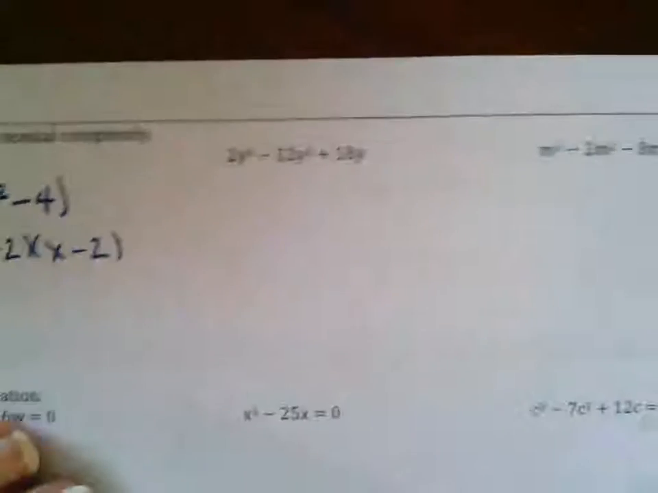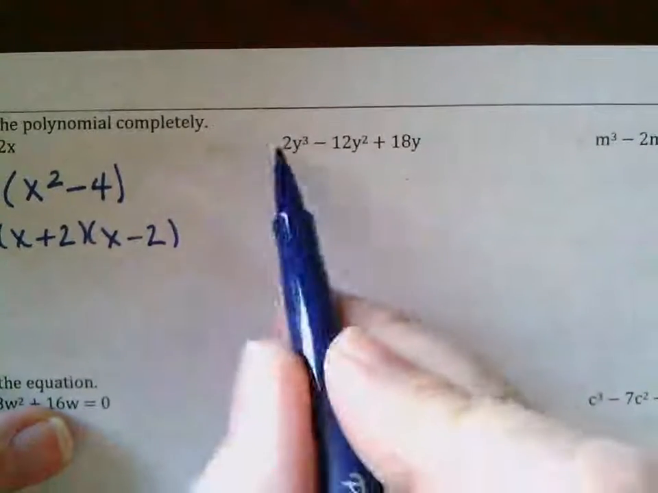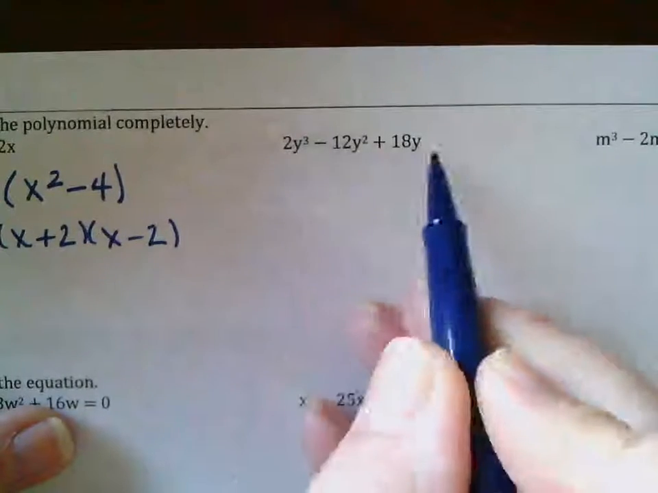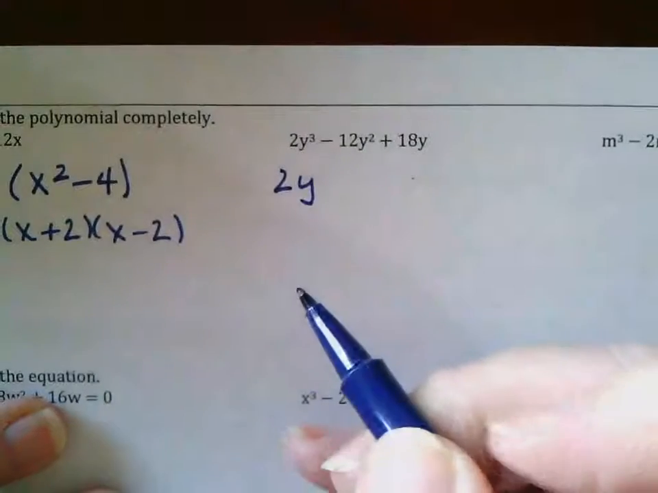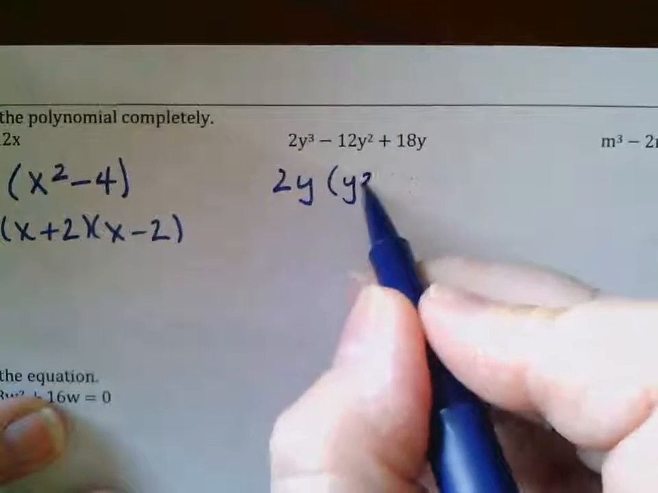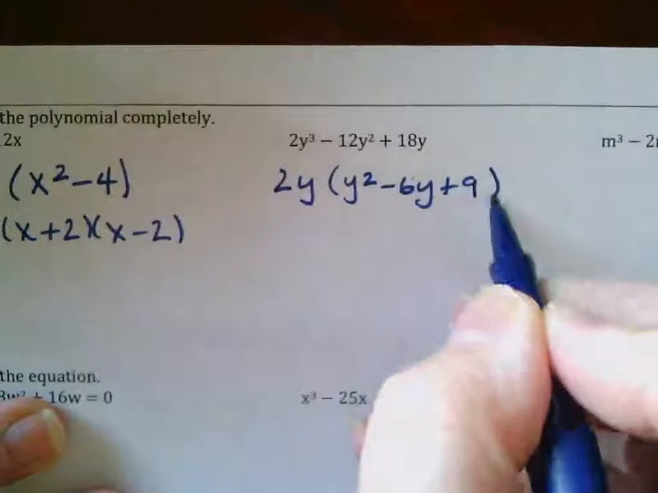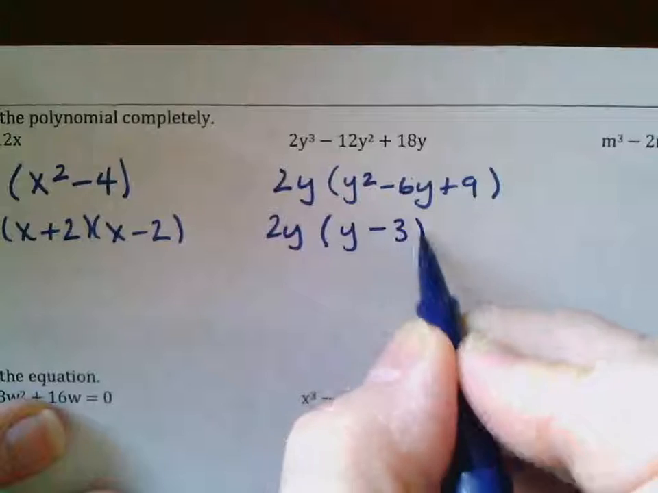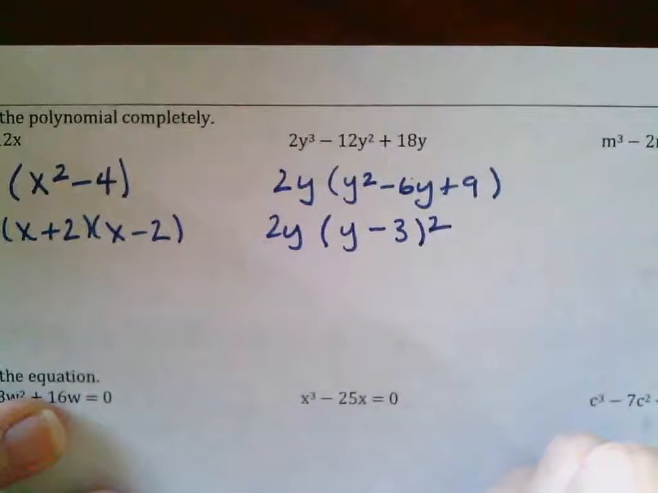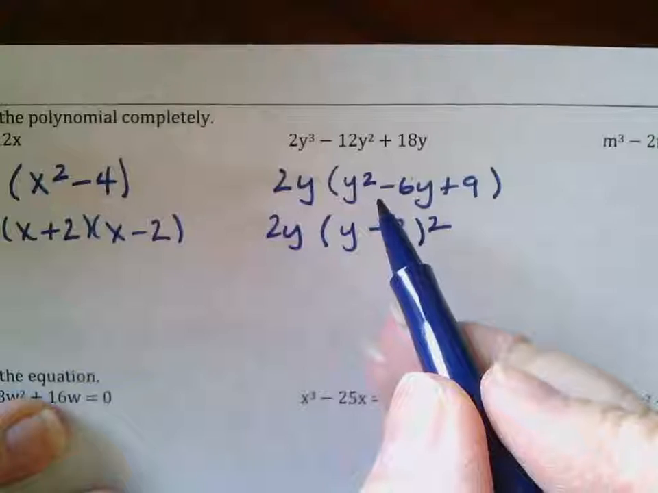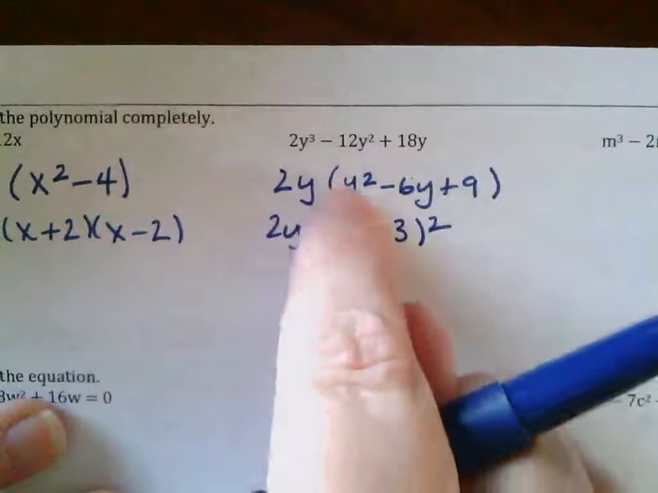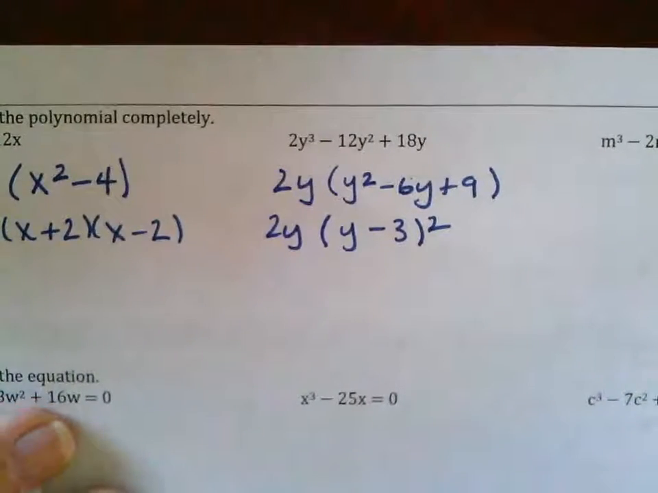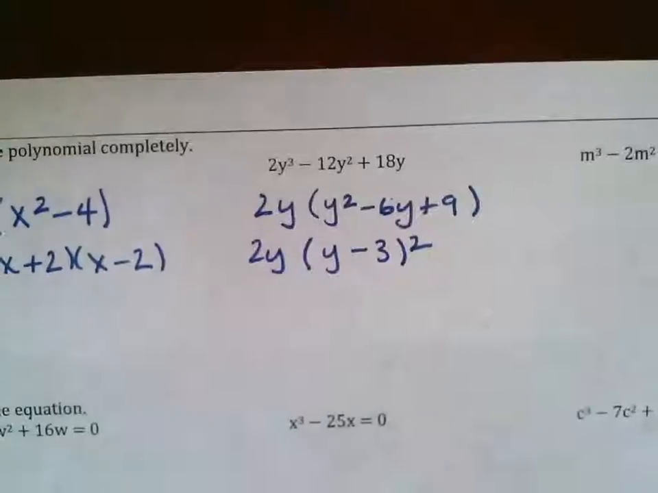So this one here, notice they're all even, and the first number is a 2, so I'm going to pull that out. And they all have a y, so I'm going to pull that out. So 2y, you get y squared minus 6y plus 9. And then recognize that this is y minus 3 squared. Done. Remember, if I cross that out right there, I take the square root and put a subtraction sign between them, and I'm good to go. So recognize that as a perfect square trinomial.